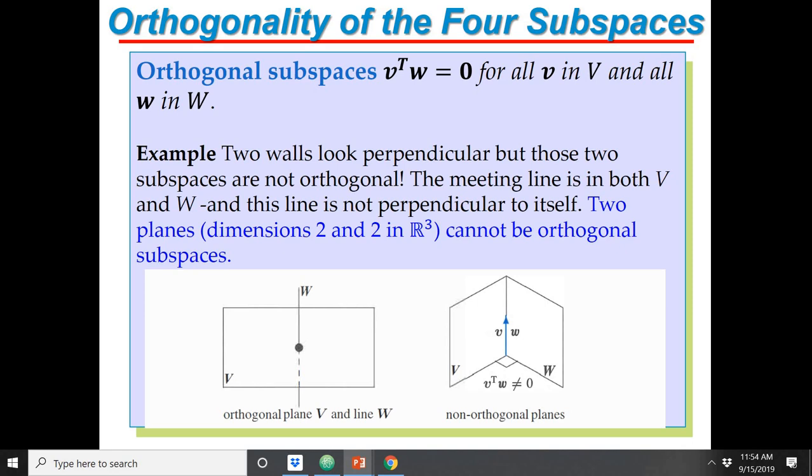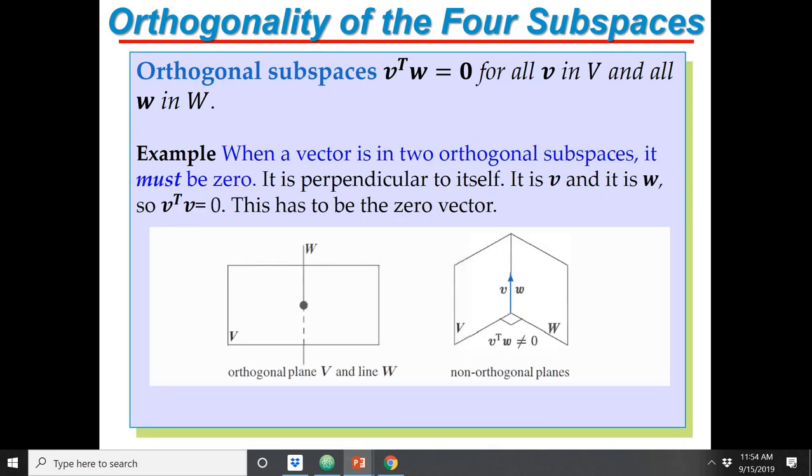All right. So again, try to remember this paradigm here with the 2 planes that look orthogonal to each other, but they are not forming orthogonal subspaces, because the definition requires that for all V in V and for all W in W, this equation is true, and in this case, again, that is not what we have.